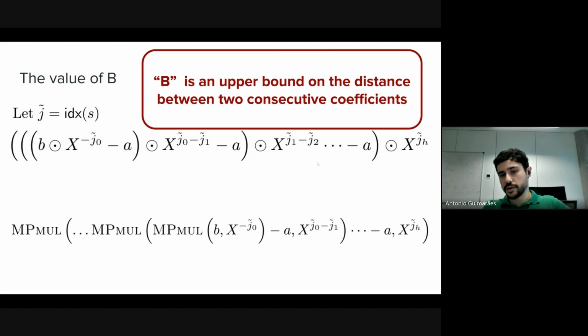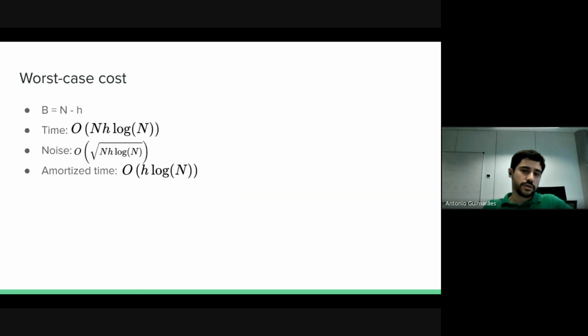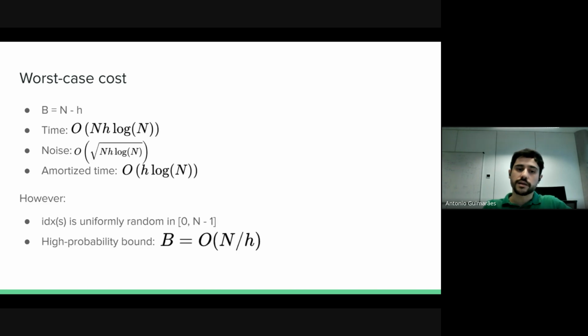But if we look at this equation or at this other equation, we can see that we are always multiplying by monomials that is the difference between two consecutive monomials of the secret key. So for this secret key, for example, the maximum value would be 5, which is 5 minus 0. And the worst case for this is n minus h, where h is the Hamming weight, which is okay, which gives us this performance, this asymptotic cost. But it can be better.